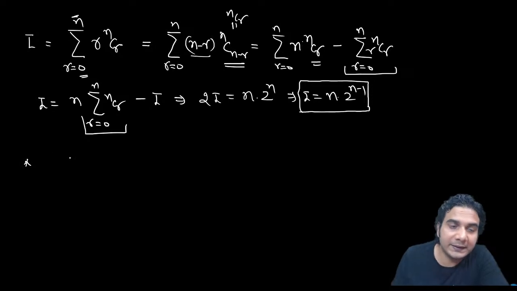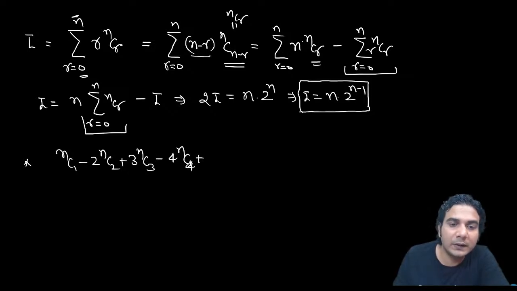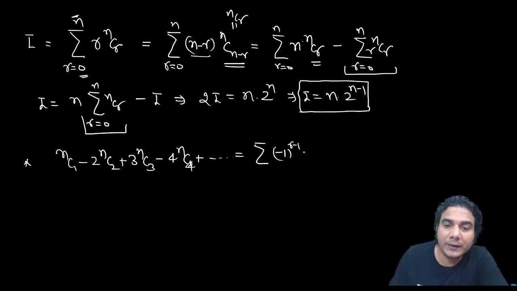All right, now the next series is this, nC1 minus 2 into nC2 plus 3 into nC3 minus 4 into nC4 and so on. The same series with alternate plus minus sign. So in form of summation you can write minus 1 raised to r minus 1, actually in this case it is r minus 1, r into nCr. If you put r is equal to 1, you'll get positive term, and if you put r is equal to 2, you'll get negative term. So r from, you can start from 0 or 1, doesn't matter.